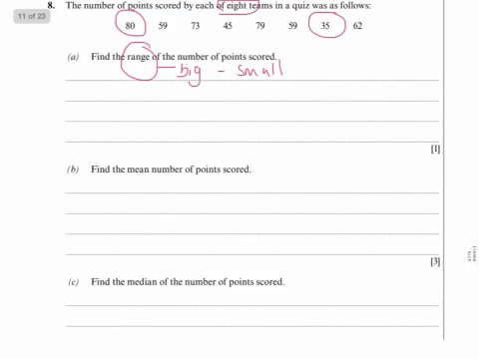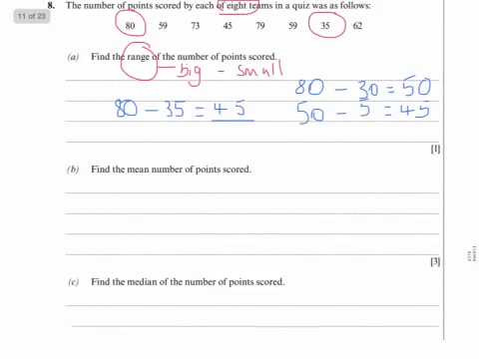So I need to find the answer to 80, take away 35. I can do this in 2 steps, nice and easy. 80 take away 30 is 50. 50 take away 5 is 45. So the range is 45.